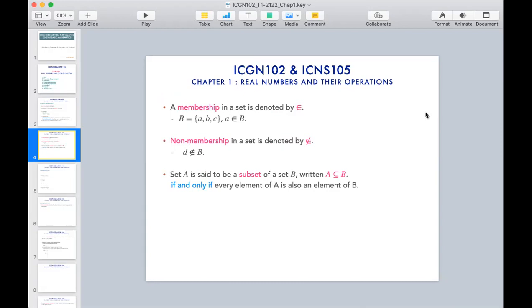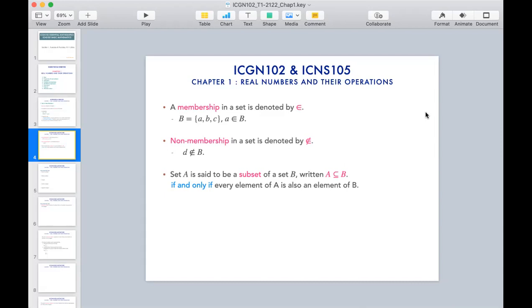Suppose we say that, okay, we have set B, which consists of the members a, b, and c like this. We can say that small letter a is a member of set B by using the epsilon symbol here.